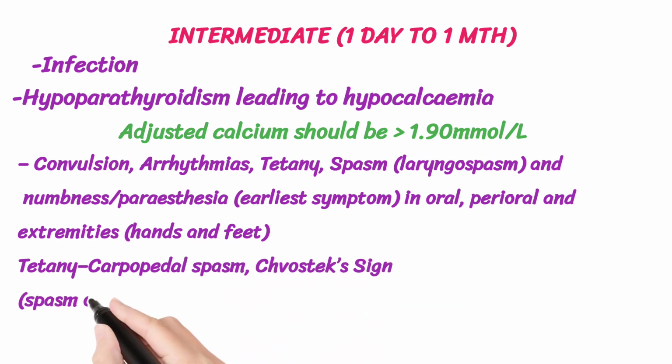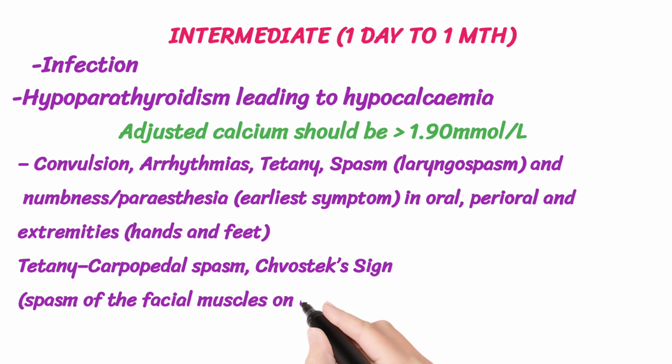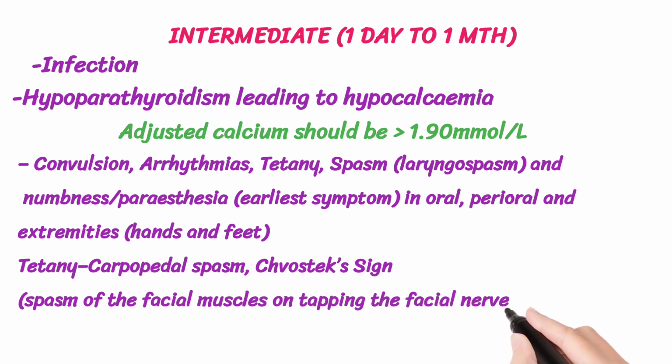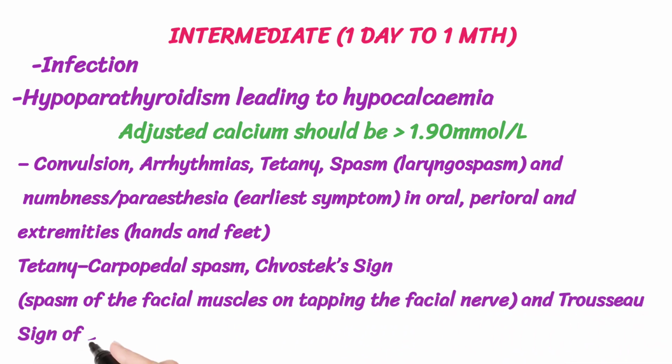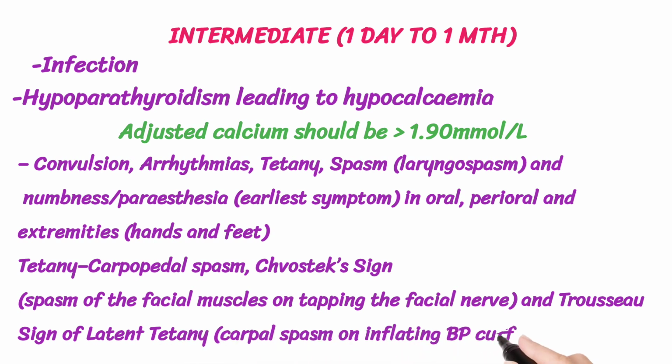I hope you remember them. That is the Chvostek sign, that is spasm of the facial muscles on tapping of the facial nerve, and Trousseau sign, which is latent tetany. This is carpal spasm on inflating a BP cuff over the arm.